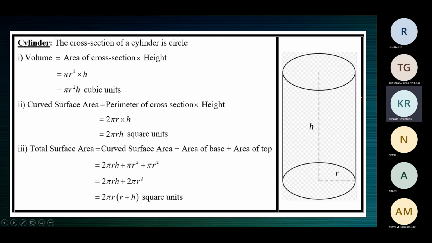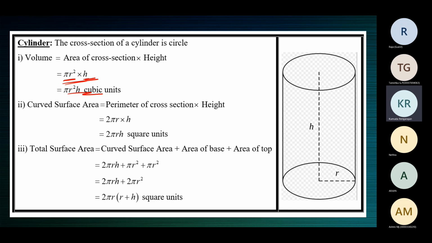So the cross section of the cylinder is a circle. So how do we express volume? Volume is the area of the cross section into height, and the cross section is a circle. So what's the area of a circle? Pi r squared. Height is h. So pi r squared h cubic units, because volume is expressed in cubic units. That is the formula to find the volume of a cylinder.